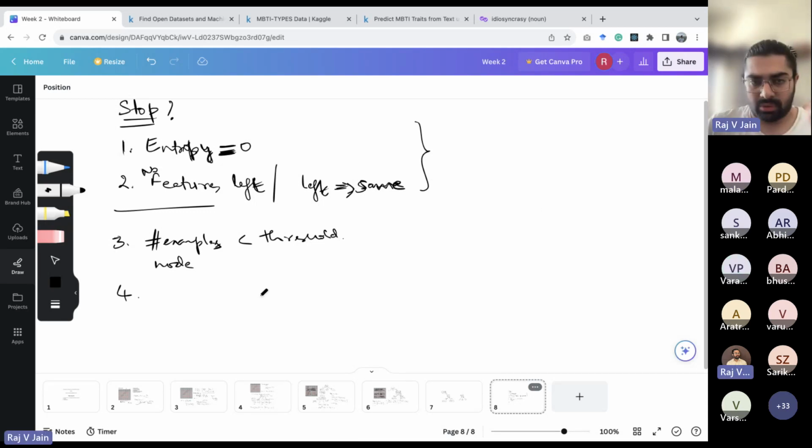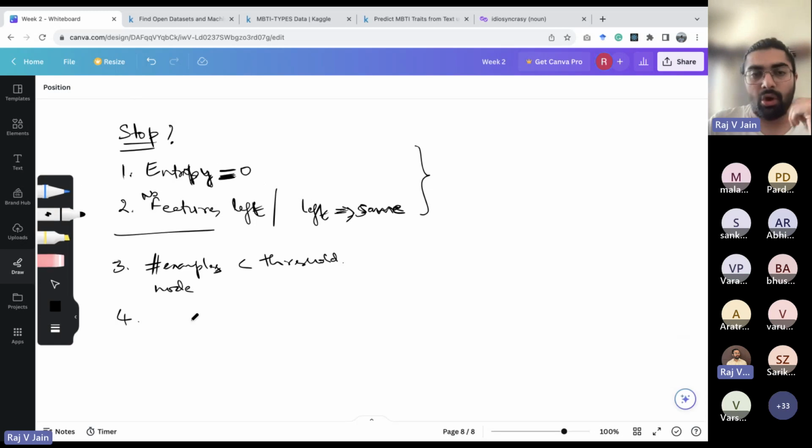So that's one way of looking at it. Or we can say the entropy measure that you get should be greater than some value. Only then will I continue getting more information from that. Otherwise, I'm okay with this entropy value if it is equal to some number. So these are some possible stopping conditions.